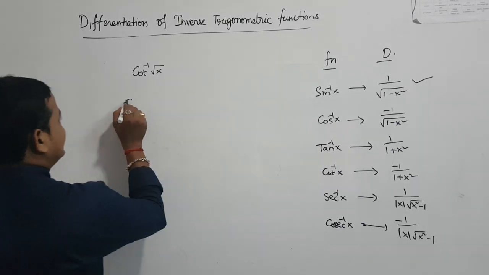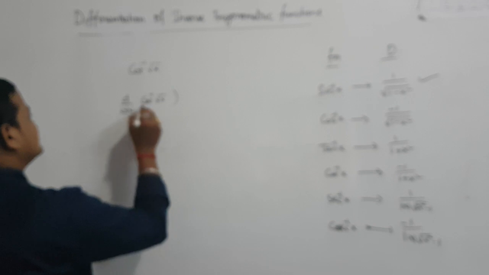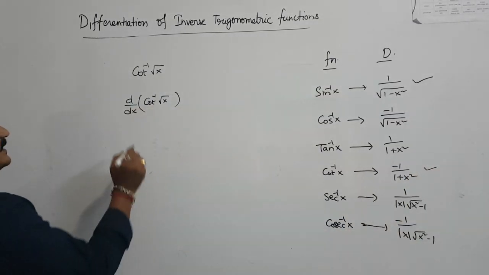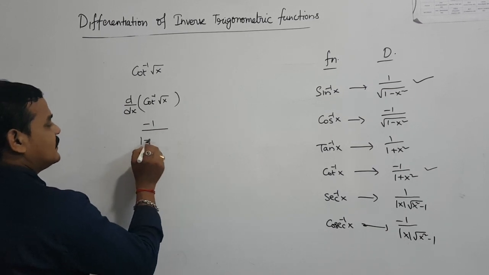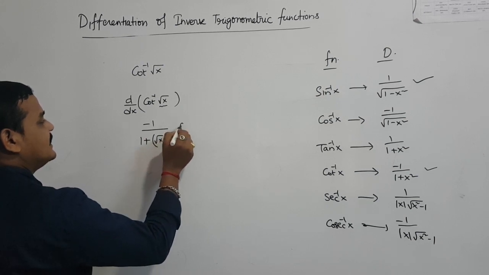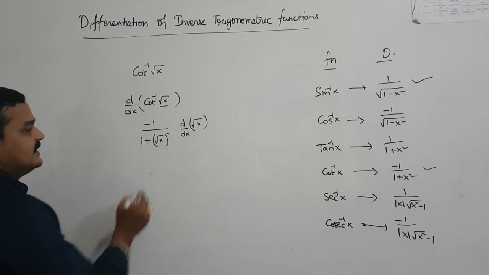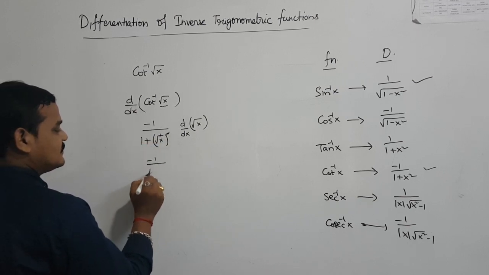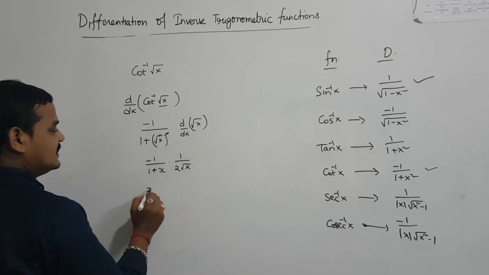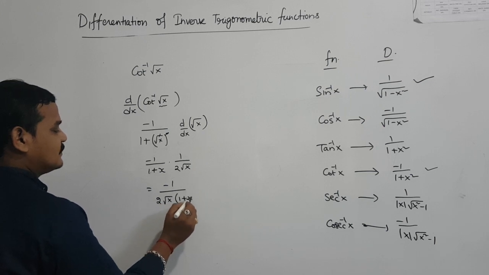Now d by dx of cot inverse of root x. The derivative of cot inverse x is minus 1 by 1 plus x square. That means minus 1 by 1 plus, in the place of x, root x whole square, into d by dx of root x, because inside the function the root cancels. Minus 1 by 1 plus x, into the derivative of root x, which is 1 by 2 root x. So the answer is minus 1 by 2 root x into 1 plus x.